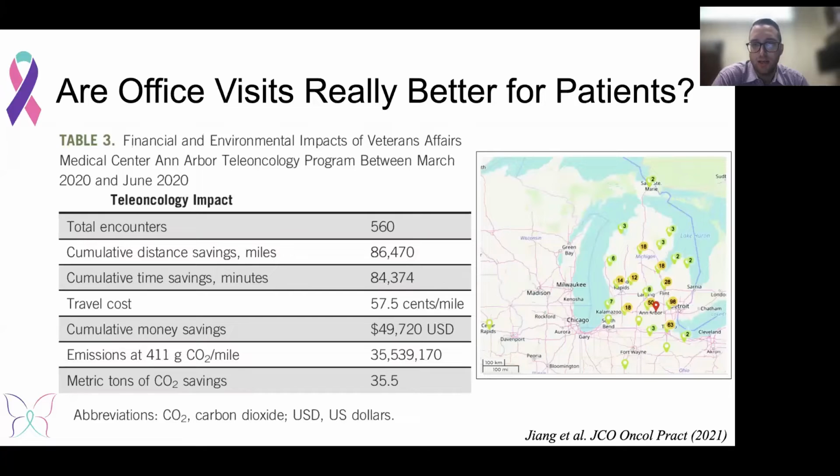There's a really great study in JCO, which is a very high impact journal in the cancer world. This was the Ann Arbor VA, a single VA healthcare center in Michigan. And they looked at, over a 3-month period, kind of peak pandemic, what was the actual cost savings, environmental savings, time savings by video visits. And if you look at it, they're pretty substantial. Again, this is one hospital in Michigan.